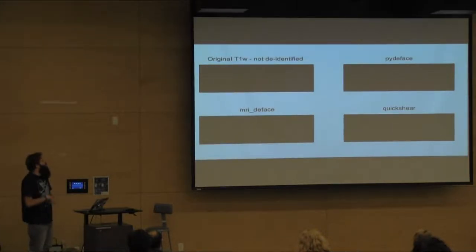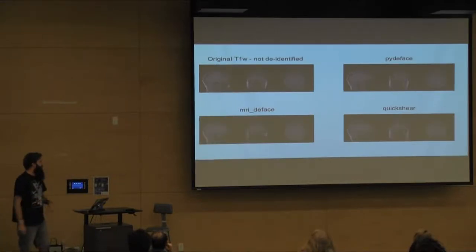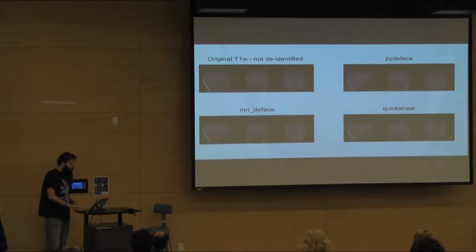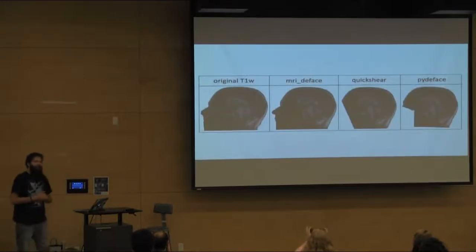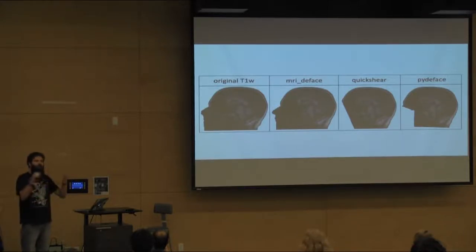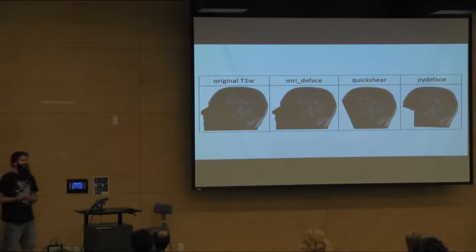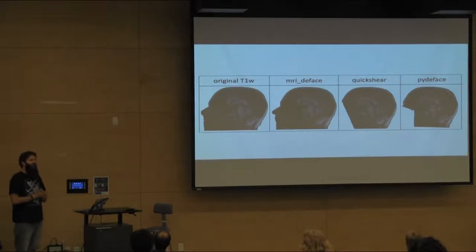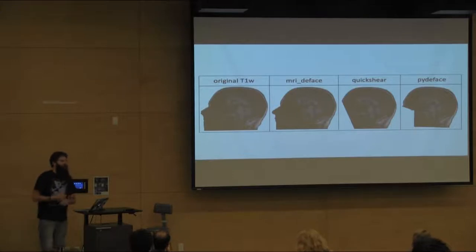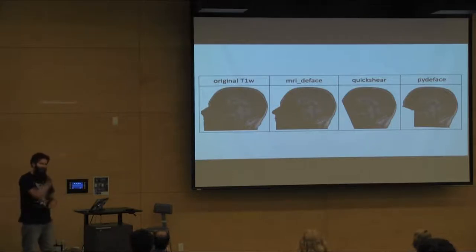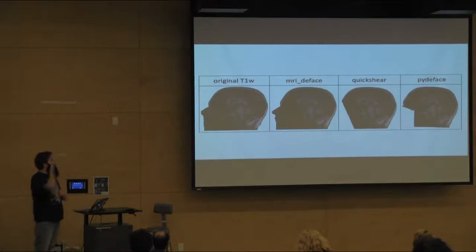So on top left, you have the original not de-identified T1 image, and then for each of the different algorithms, the de-identified version, which you can already see varies strongly. MRI Deface basically just scoops out the eyes. So if you go on our Slack channel, #BIDSonym, you see awesome 3D reconstructions that are haunting. Quickshear makes a nice clean cut, and PyDeface kind of brings in some sort of angle.